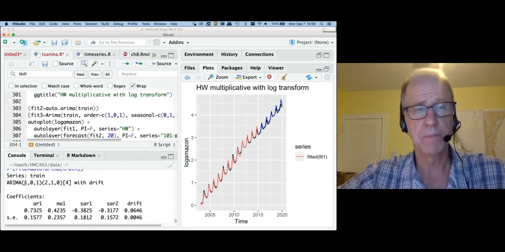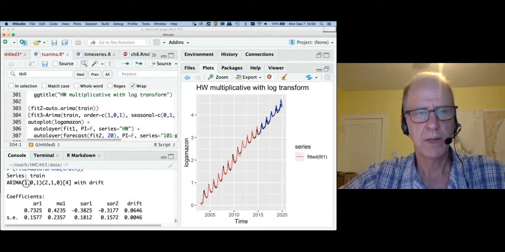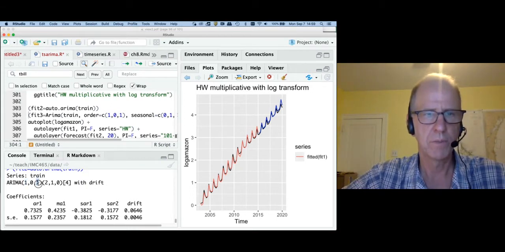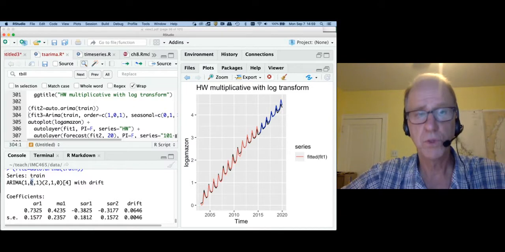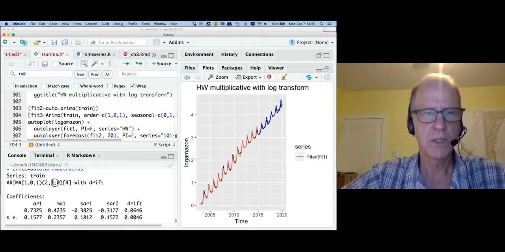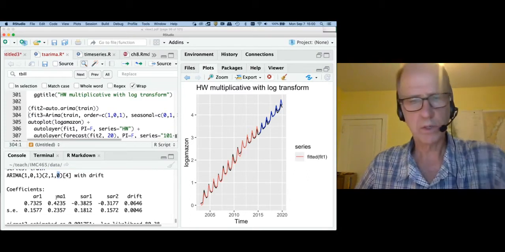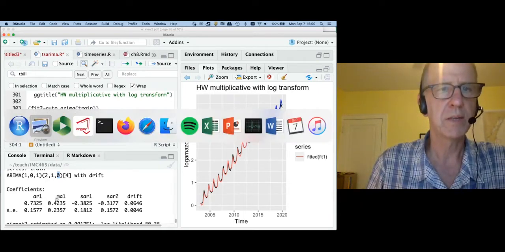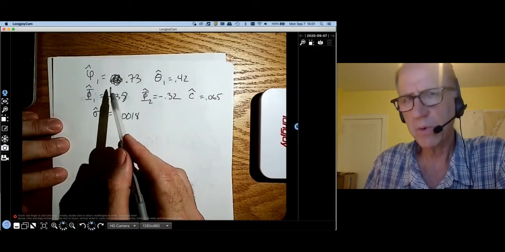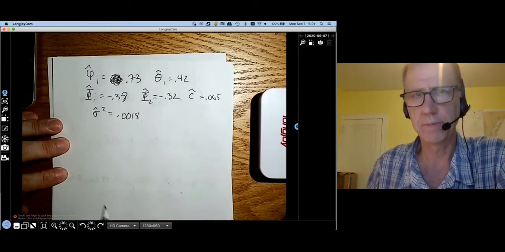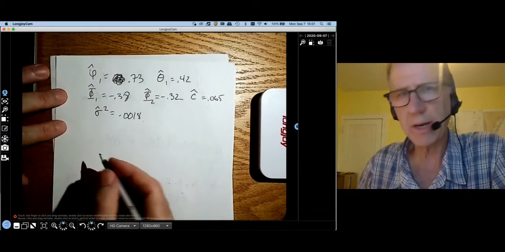So ARIMA chooses a model that has an autoregressive term, a moving average term, and no first order differences. Then it wants two autoregressive seasonal effects, seasonal differences, and no moving averages. Here are the estimated parameters. We could go write out exactly what this model is. So I wrote out what the parameter estimates are here ahead of time. Let's go write out the model.